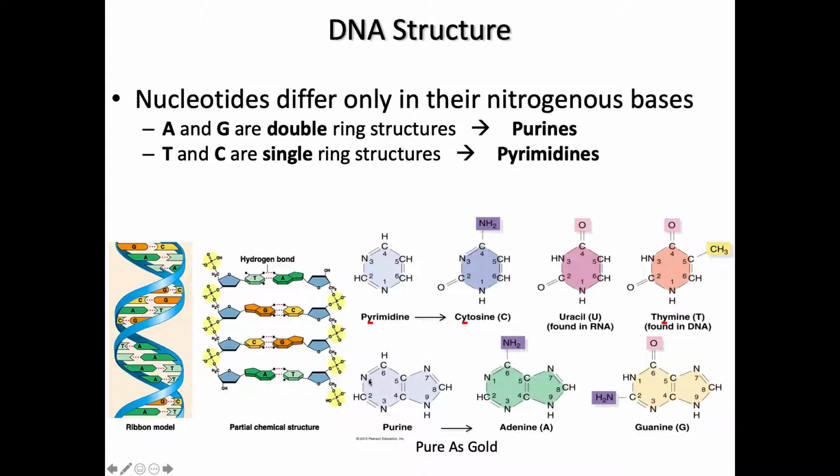The other type of nitrogenous base you can have are called purines, and these are bigger, these are double ring structures. So one ring, another ring. And then these will include your adenine and your guanine. One way to remember is pure as gold: purine, adenine, and guanine. And then we know that a purine will always bond with a pyrimidine. So two purines will never bond with each other. Two pyrimidines will never bond with each other.